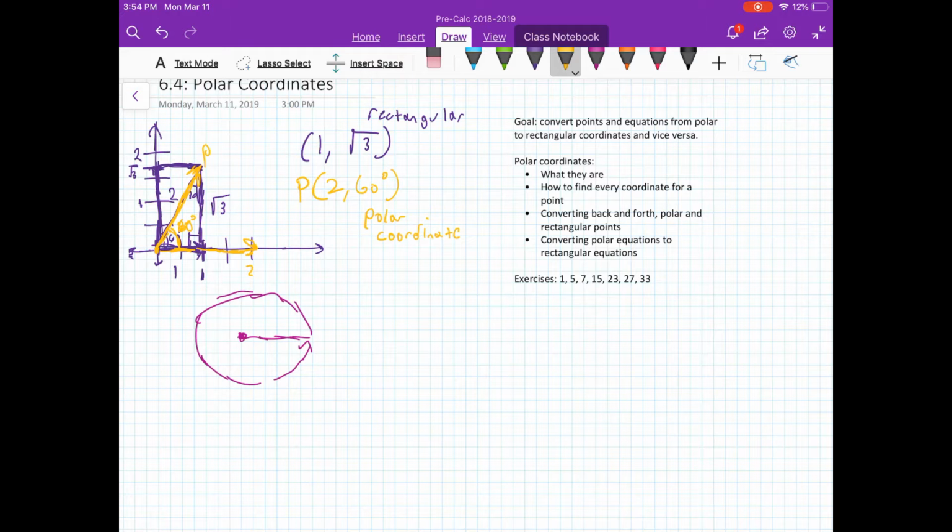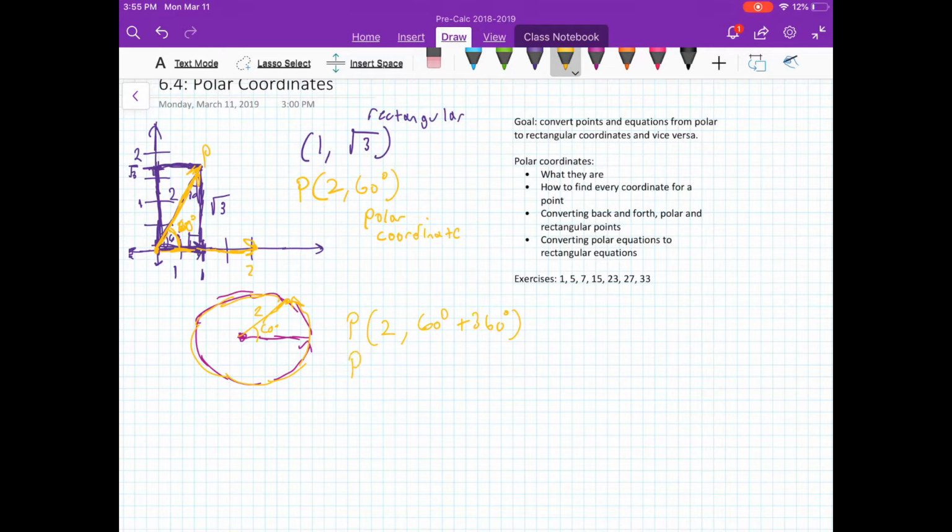coordinate. I could write it at 60 degrees. I could also write it in radians instead of 60 degrees. I could also write this a couple of other ways too. I could write this as P of 2, and then instead of 60 degrees, I could say 60 degrees plus 360 degrees, for example, because if I wrapped all the way around, I'd be at 360 degrees, and I'd get to the exact same point again. So that's another way to write it.